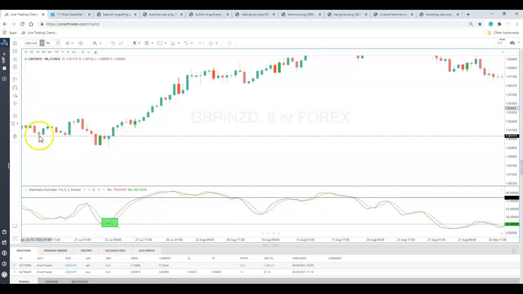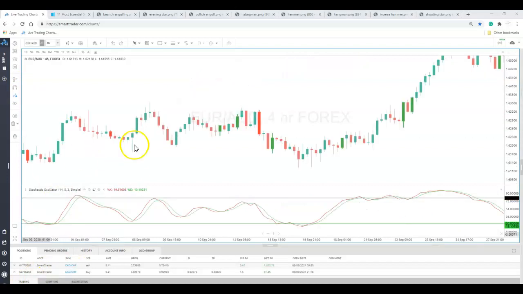Okay. Let's see if we can find a few more. Here is another hammer. And again, the body of the candle, or actually the wick, has to be at least 3 times longer than the body of the candle. We qualify the trade, making sure stochastics is oversold, and we take a trade on the next candle.